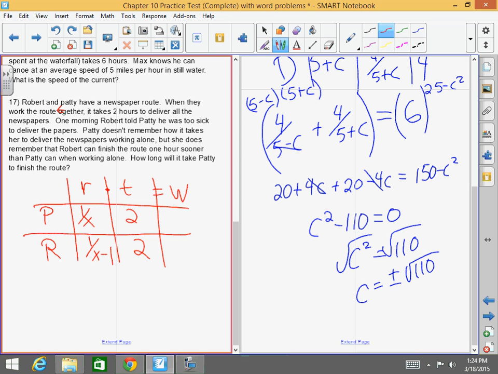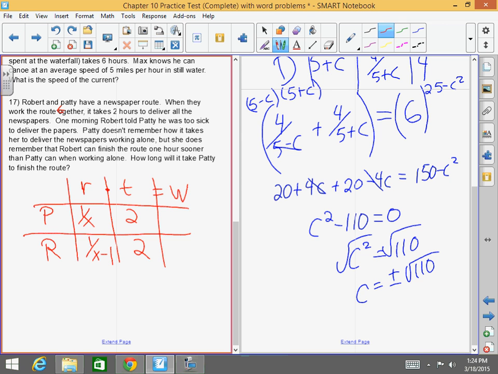Yes, sir. Okay, because doesn't Robert do it in 1 hour less than Patty? So let's say Patty did it in 8 hours. That'd be 1 over 8, correct? Wouldn't he be 1 over 7? So she does it in 1 over x. He does it in 1 over x minus 1. He does it 1 hour less than her.